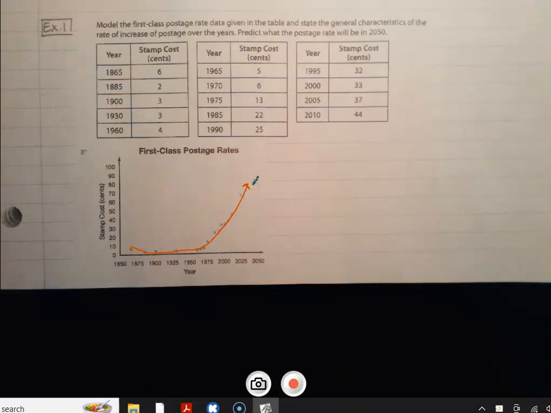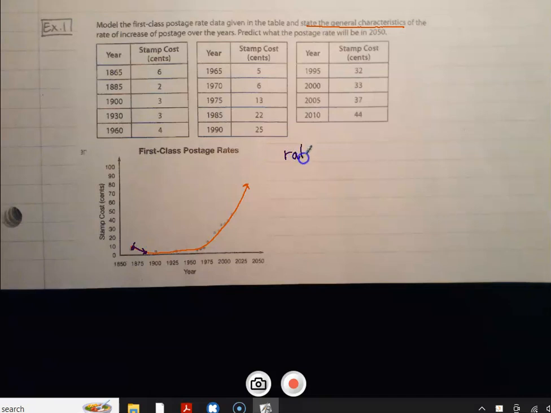All right, so it says, state the general characteristics of the rate of increase over the years. So what could you tell me? This part of the graph I think is really interesting, right? From here to here, what happened to the postage, the cost? Yeah, it went down. Okay, so the rate decreased slightly.